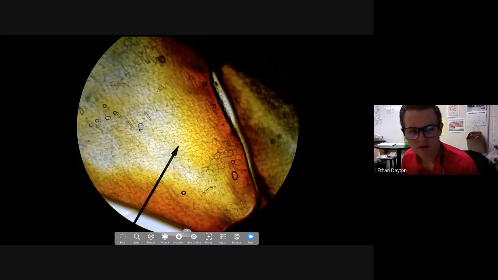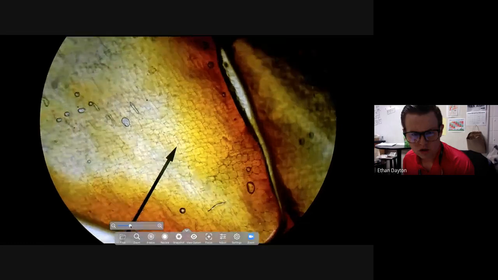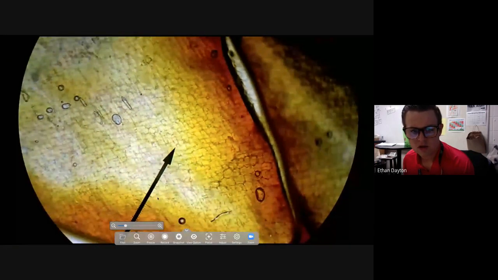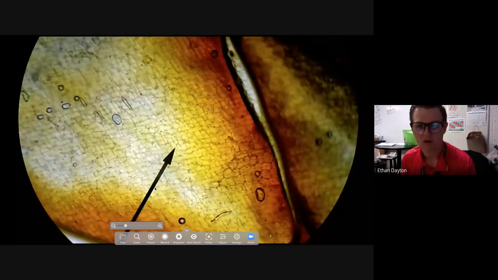Don't worry about this circle right here, or these circles. Those are just air bubbles that happen when you have water or a liquid substance under the cover slip. Sometimes it doesn't work. So draw what you see. Draw these cells. This is low power right now under my microscope.